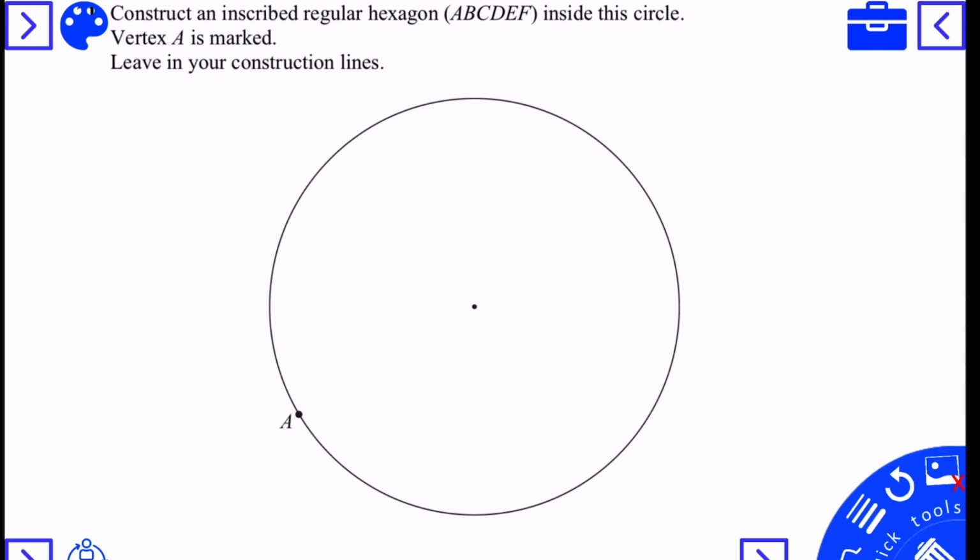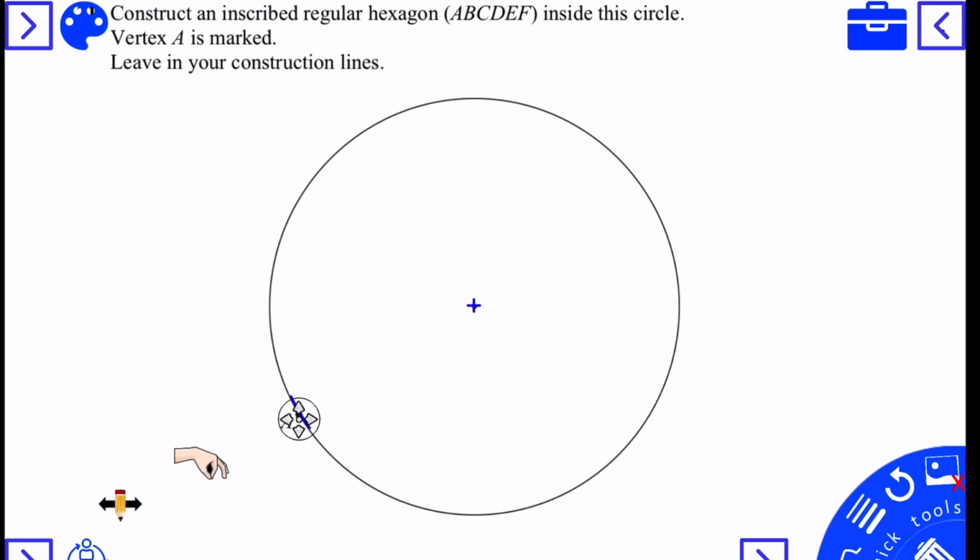Question 21. Construct an inscribed regular hexagon A, B, C, D, E, F inside the circle. Vertex A over here is marked. Leave in your construction lines. For this, we just need a compass. Let's get that out. Let's put the compass point at the middle and now move this to the point A. Now we can see the mark over there.